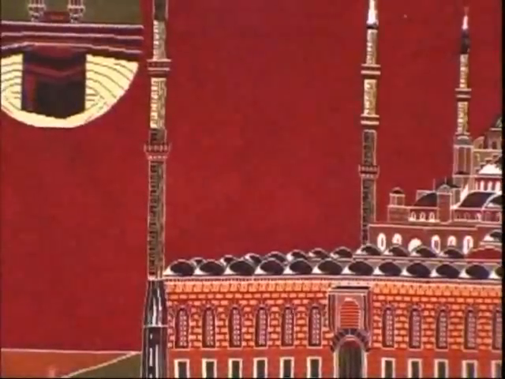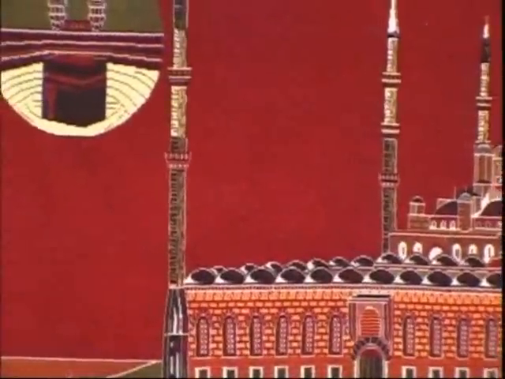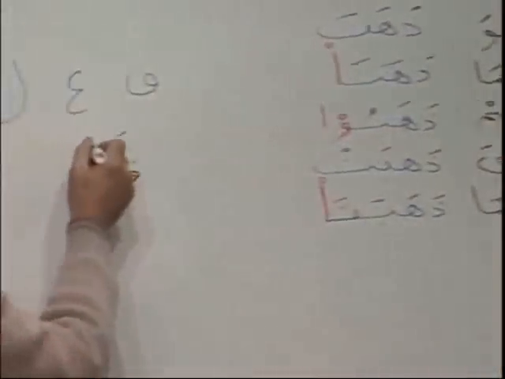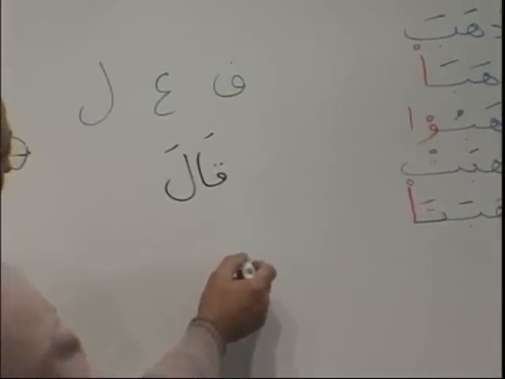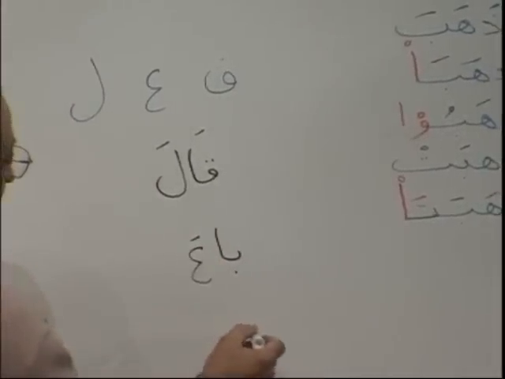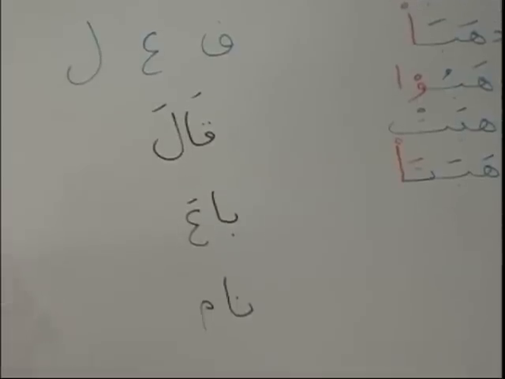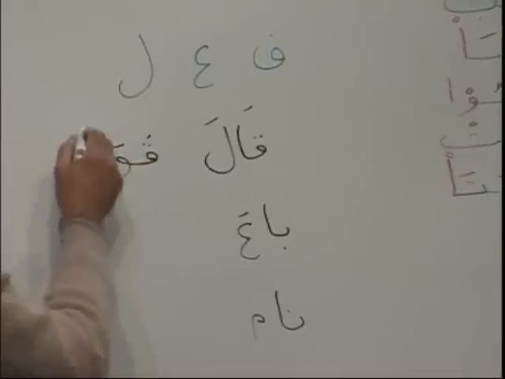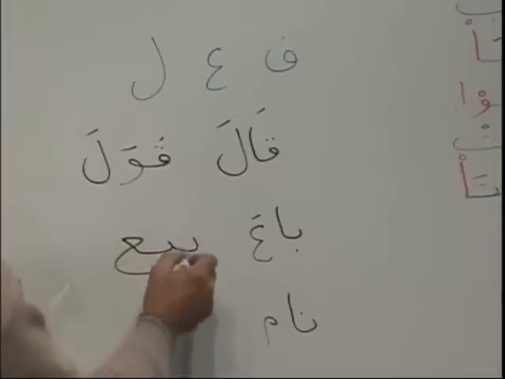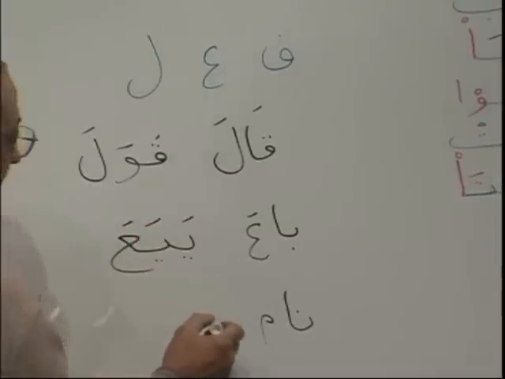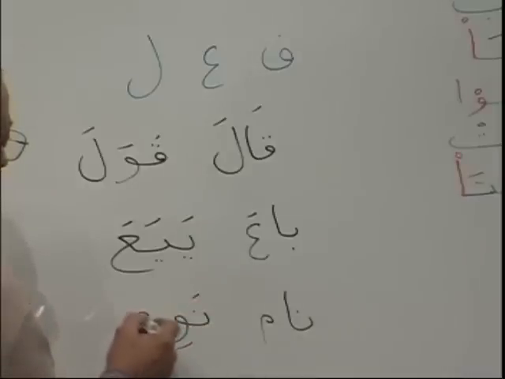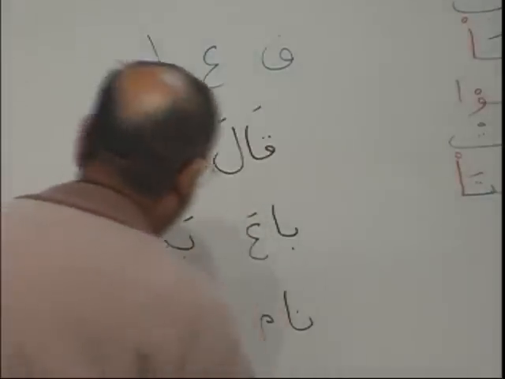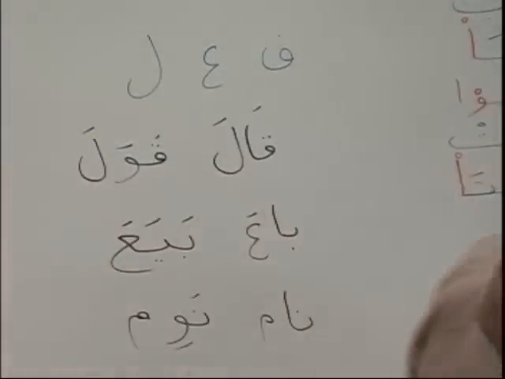Now we come to the ayn kalima. When the ayn kalima is weak, what happens? Okay, here are some of the things that I will write down, brothers and sisters. Qala, and then I will write ba'a, and then I will write down nama. Okay, brothers and sisters? Qala is qa-wa-la. Ba'a is ba-ya-a. And nama is na-wa-ma. Are you with me, brothers and sisters?